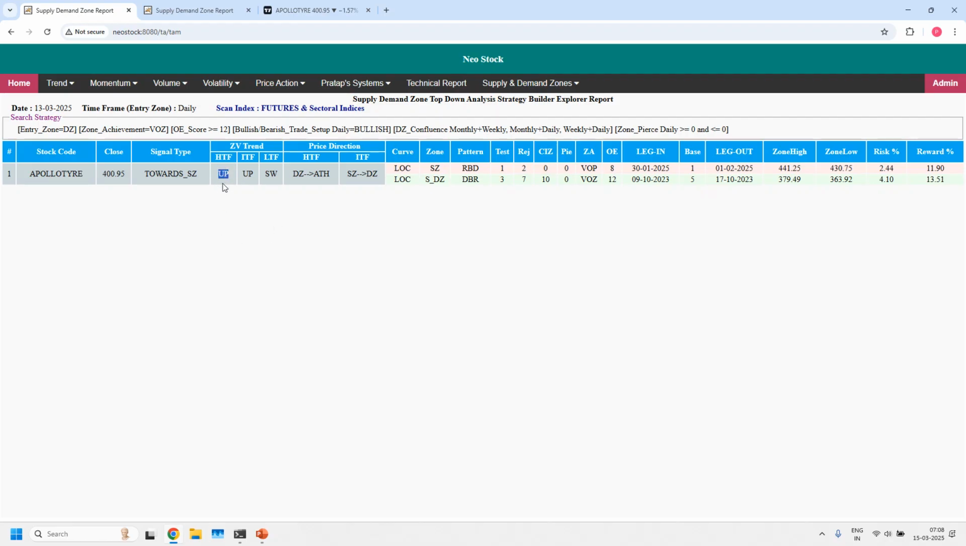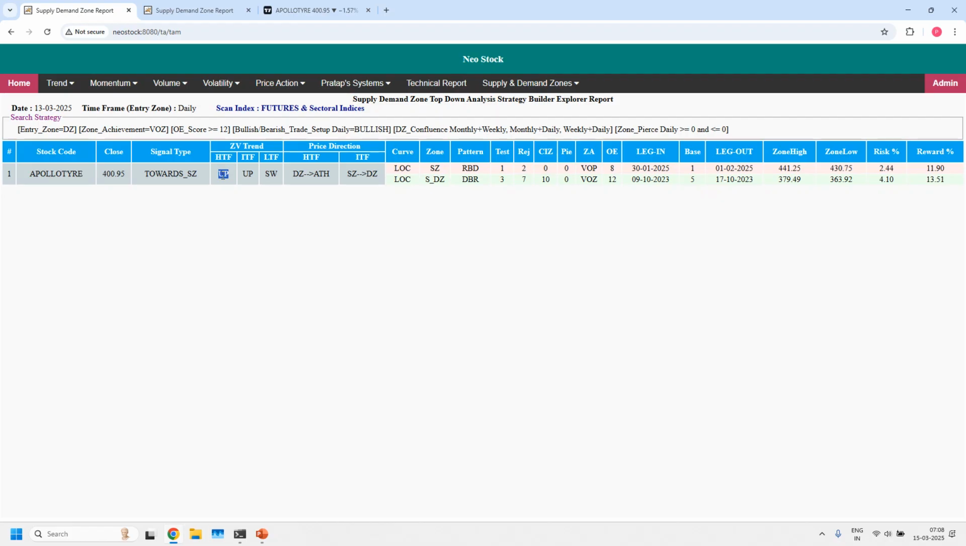So what is it that we want to check? Whether this monthly demand zone is having monthly EMA confluence. Why? Because the daily and weekly together overlapped with the monthly demand zone. If that monthly demand zone is having monthly EMA, then the daily demand zone has very good power, a higher probability to succeed.